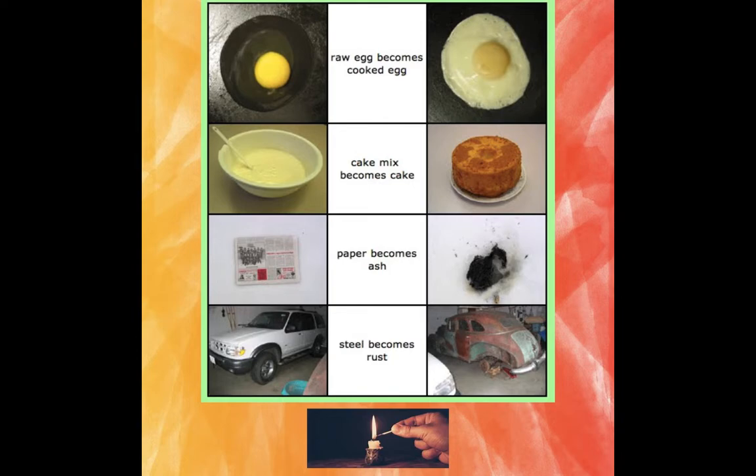So that means when we're talking about a car, the dent in the car was a physical change. I just changed the shape of the car. But the rust on the car, that is a chemical change. That's oxidation.